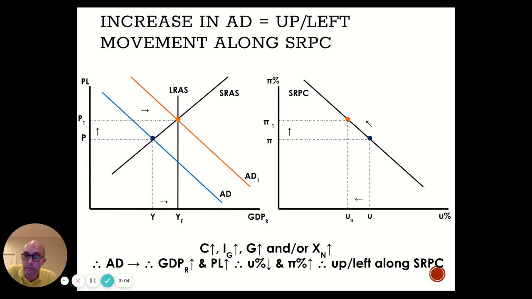And the story beneath would be any of the determinants of AD changes, therefore AD shifts right, output increases, price level increases, therefore unemployment goes down, inflation goes up, and we move up to the left on the SRPC.